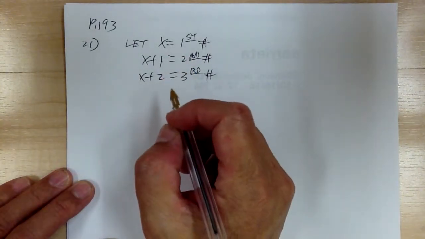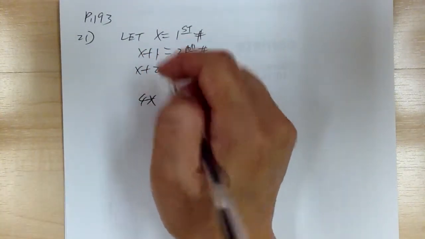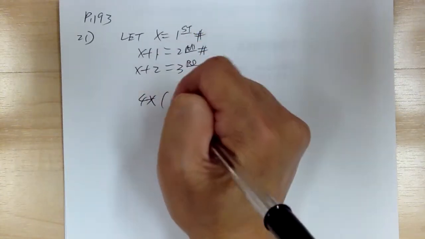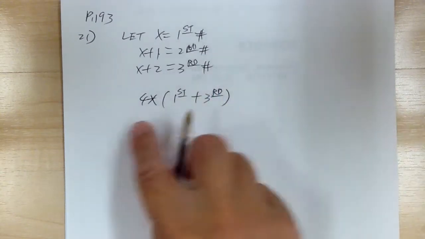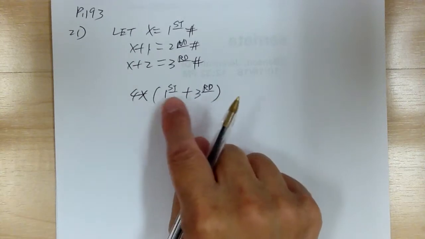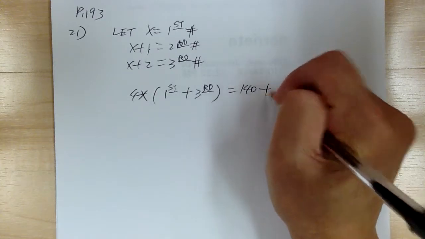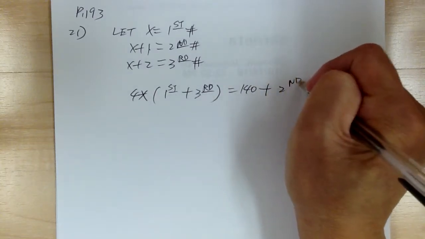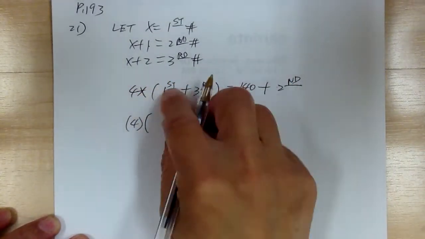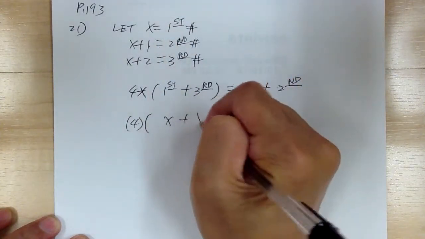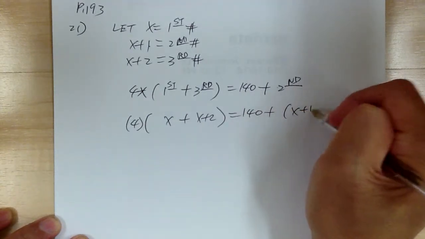Okay, so now you go ahead and read. It says 4 times the sum of the first and the third. Again, don't worry about substituting here. You're just translating. 4 times the sum of the first and the third is 140 more than the second integer. Okay, so that's what you have. So now let's go and substitute. So 4. The first is x, the third is x plus 2, the second is x plus 1.